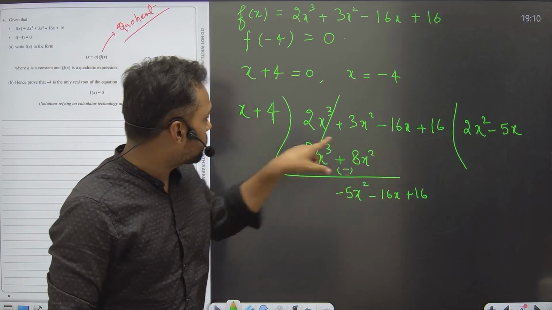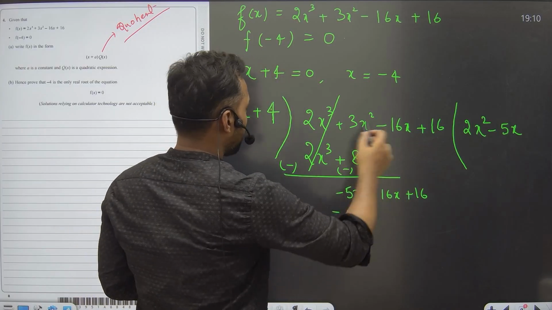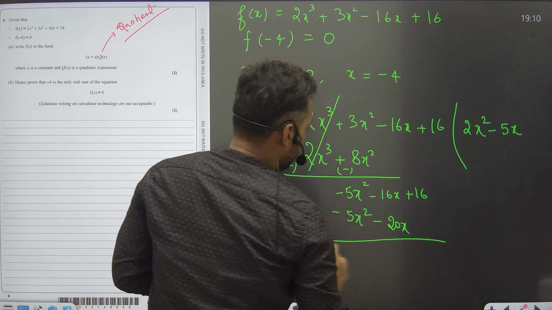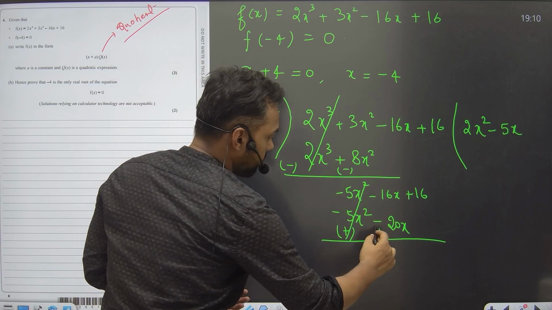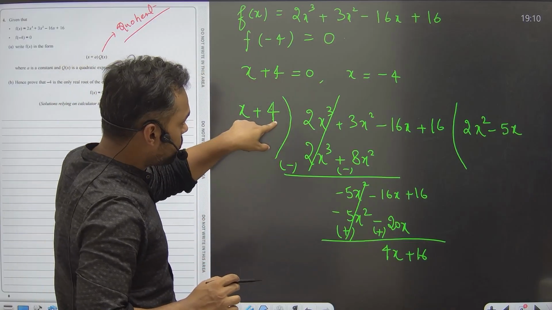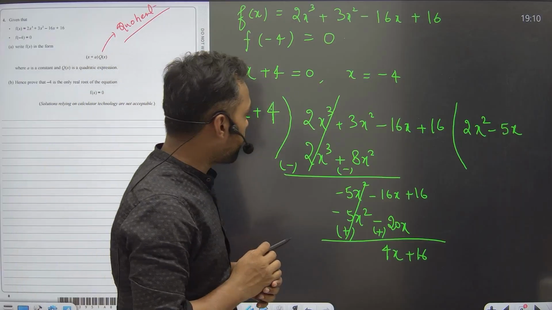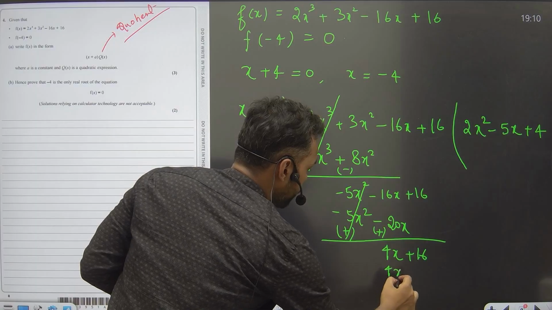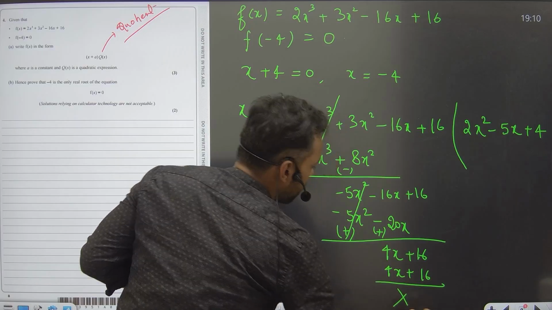So minus 5x cross x will be negative of 5x square, minus 5x plus 4 will be negative of 20x. So again you will see this term will get cancelled and this term will be 4x plus 16. Now same x positive of 4, what should be multiplied here to get this particular part? If you multiply it by positive 4, you will get 4x plus 4 cross 4 will be 16, so the remainder will be 0.